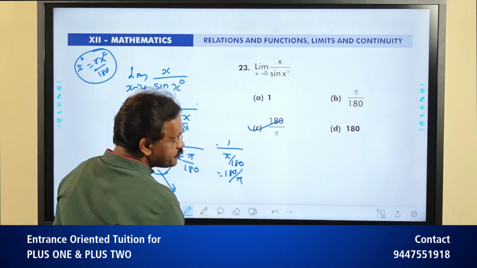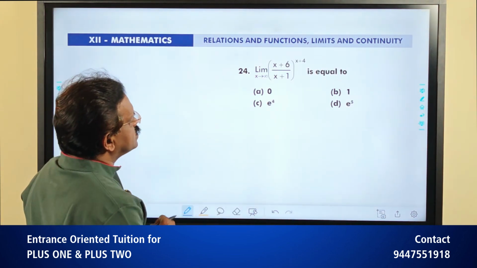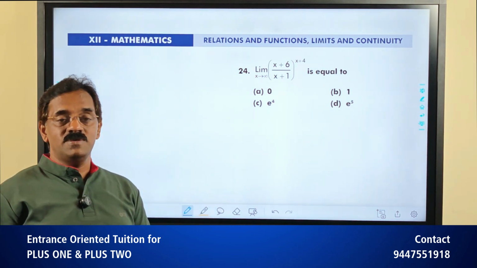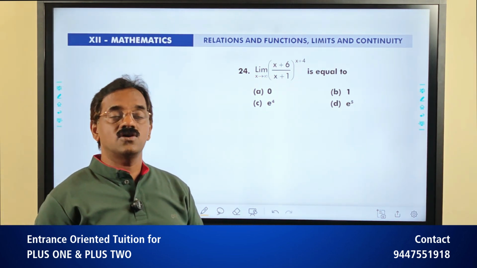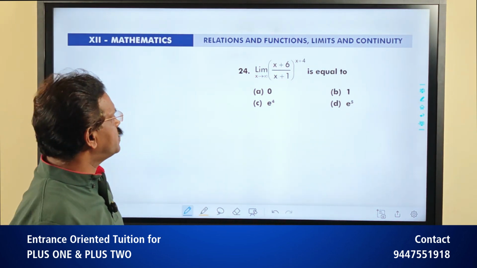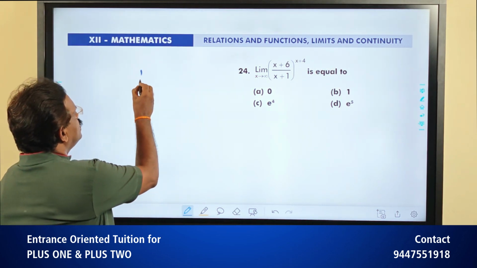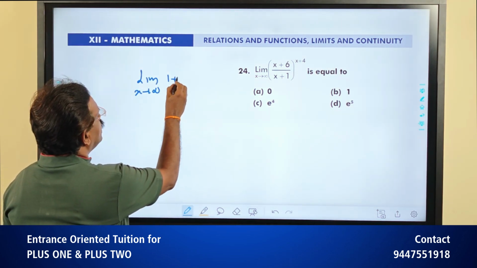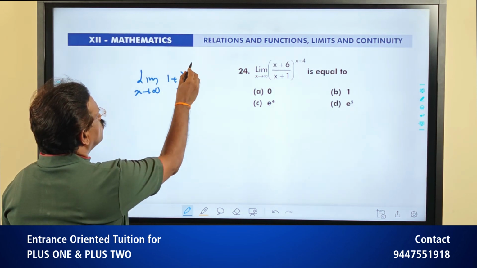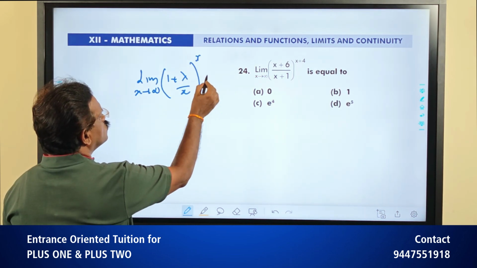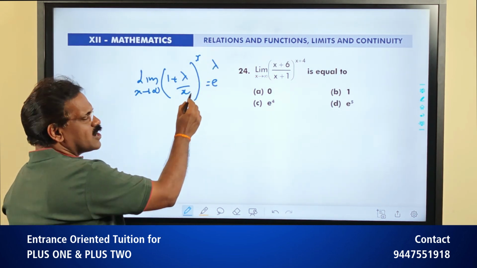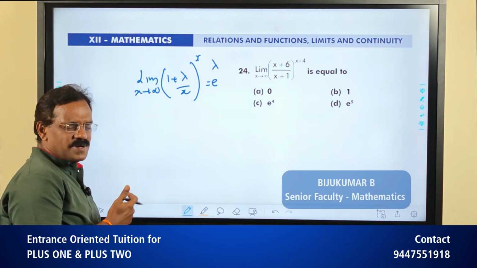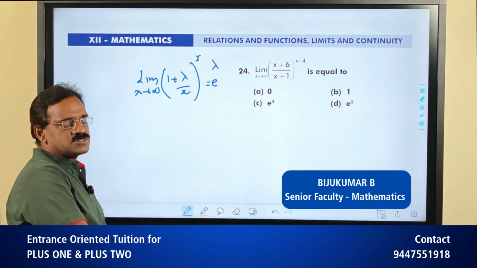C is the answer. This is one question where we are introducing a new formula on limit, which is outside the syllabus of your 12th standard topic. The theorem is like this: limit x tends to infinity, 1 plus lambda by x whole raised to x equal to e raised to lambda. These are all purely for entrance examinations. Okay, this question is a repeatedly asked question in almost all entrance question papers.